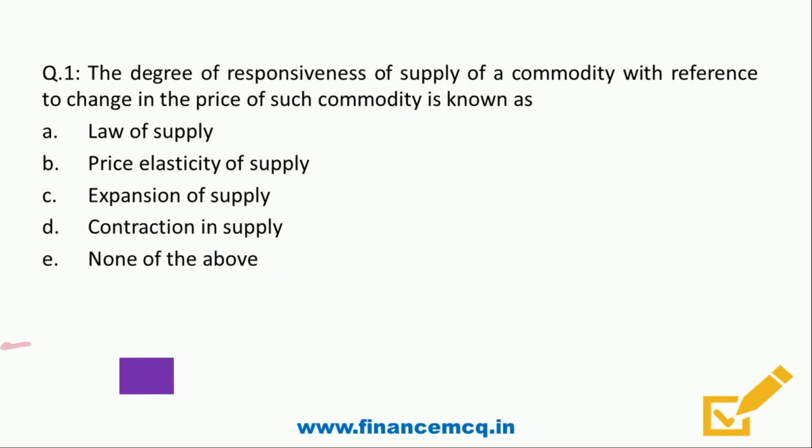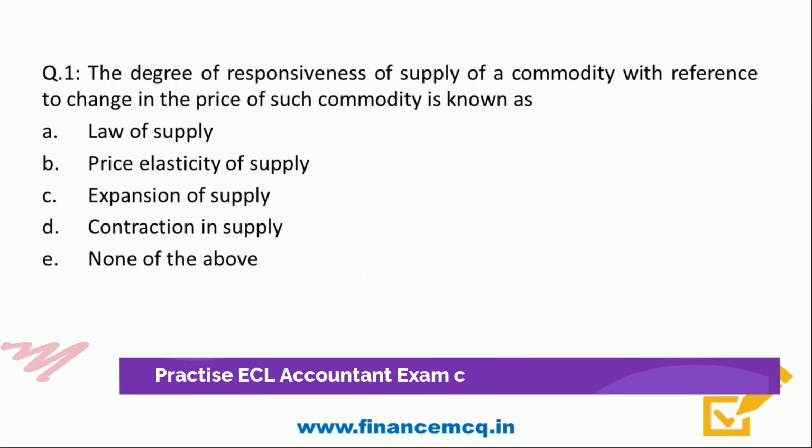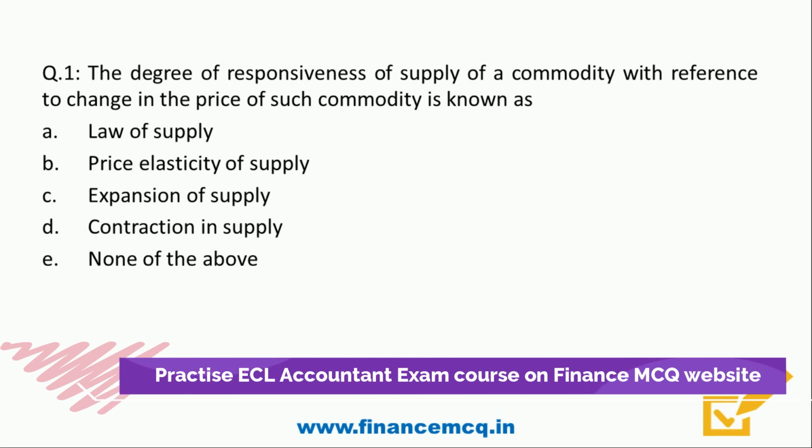Question 1. The degree of responsiveness of supply of a commodity with reference to change in price of the commodity is known as A. Law of supply, B. Price elasticity of supply, C. Expansion of supply, D. Contraction in supply, E. None of the above. So, can you guess what's the correct answer?